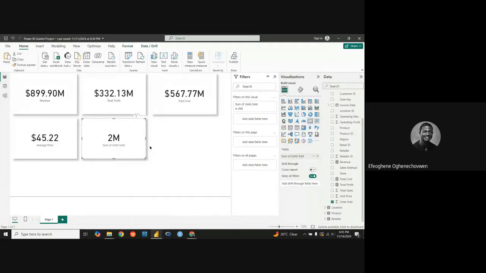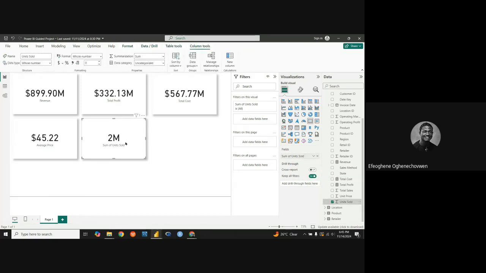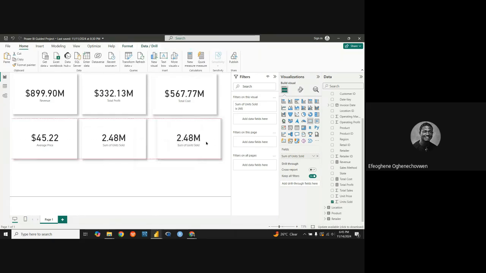Let me just go straight. So unit sold count. Remember, we can always put it into decimal places. Everybody has their preference and their reasons. All right, so I like leaving it because it's detailed. It's telling us what actually is the number, 2.48 million. Okay, so we can copy and paste this again.